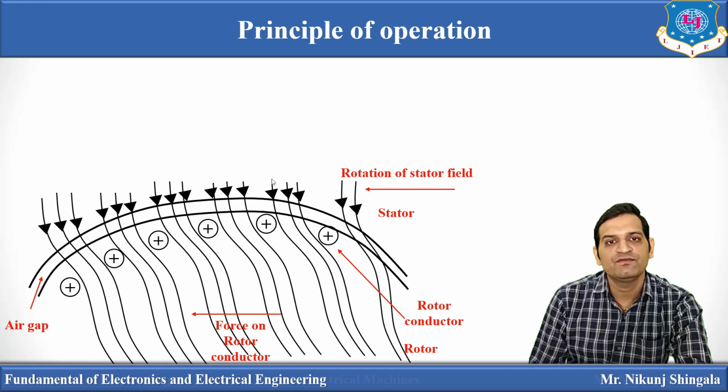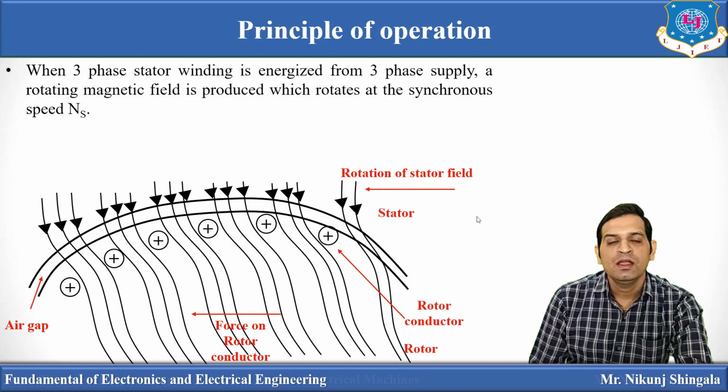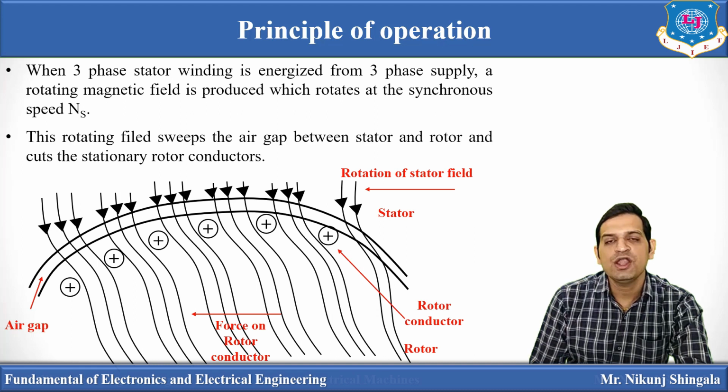And suppose rotation of stator field is in this direction. So I am going to prove that force on the rotor will be also in the same direction as that of stator magnetic field, that is the RMF field. And this is an air gap which is 0.4 mm to 4 mm between stator and rotor. Now, when three-phase stator winding is energized from three-phase supply, a rotating magnetic field is produced, that we already discussed, which rotates at synchronous speed ns. Now this rotating magnetic field will pass through air gap and it will cut the stationary rotor conductor.